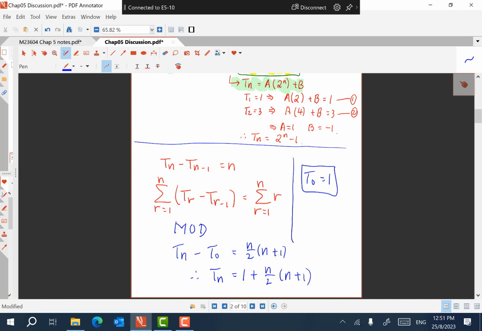This one is it? Yeah. Okay. You just list out the terms from this summation. And you see a lot of cancellation. I was doing all the listing in my mind.